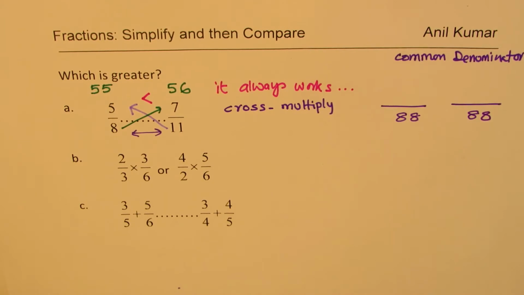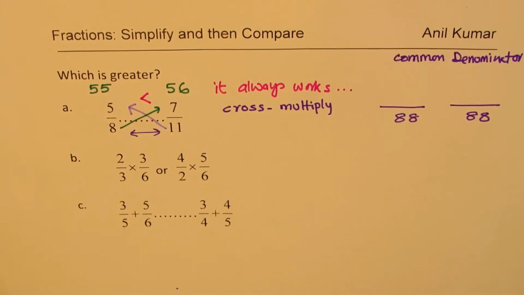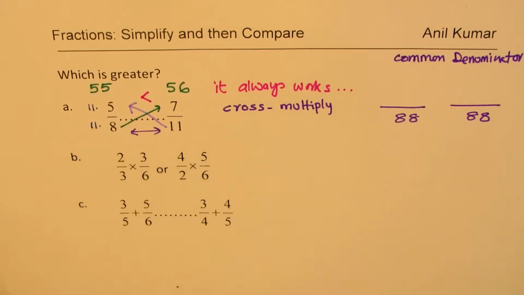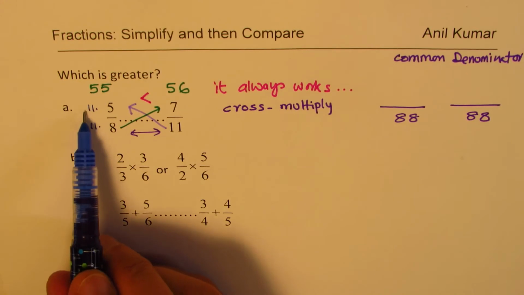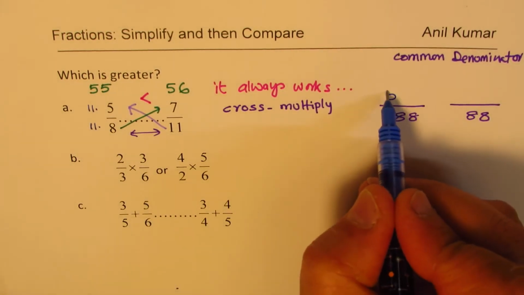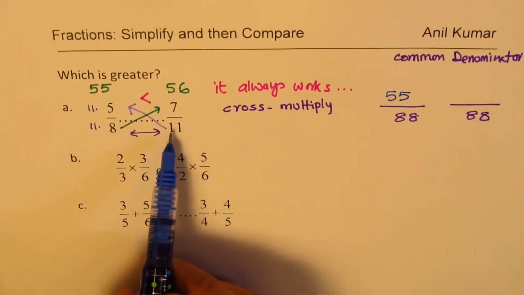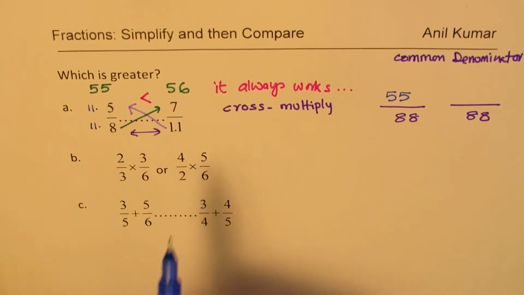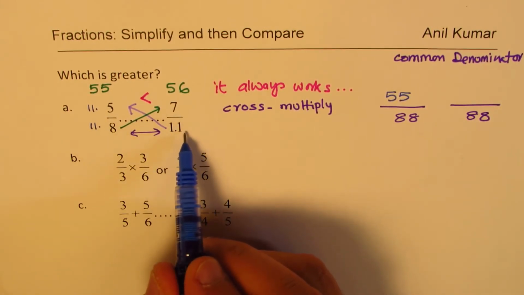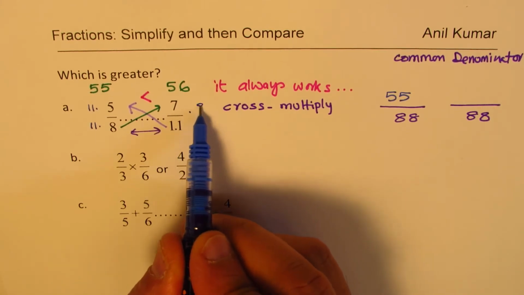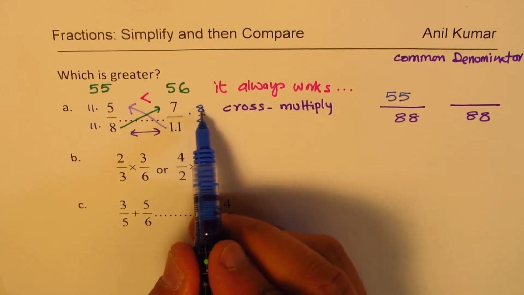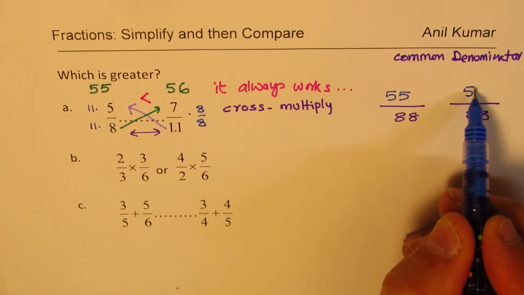Now if I want to make 88 as my denominator, then what should I do with the first one? I have to multiply each one of these by 11, right? So we get 11 times 5 as 55. Basically we multiplied 11 by 5, so that is clear, right? Similarly, the other fraction we want to make 88, so I have to multiply this by 8, both numerator and denominator. So we get 8 times 7 as 56.